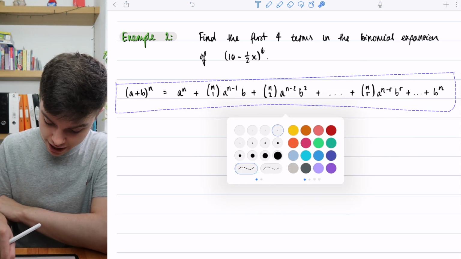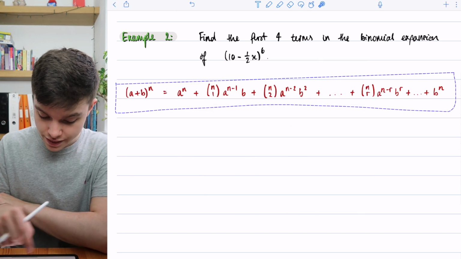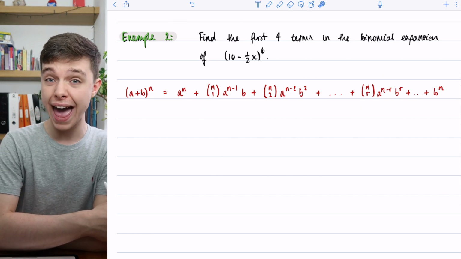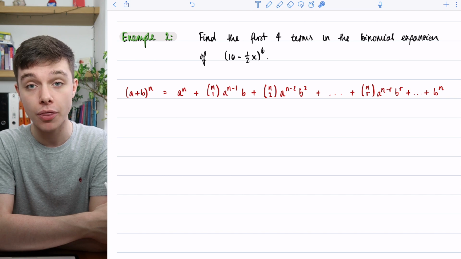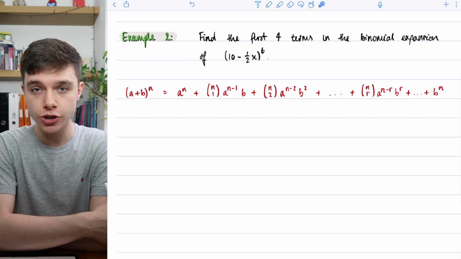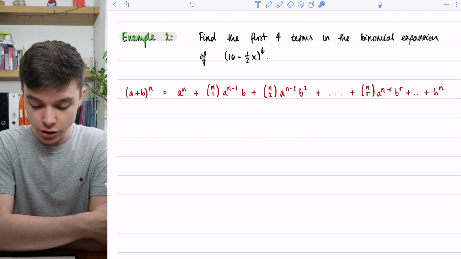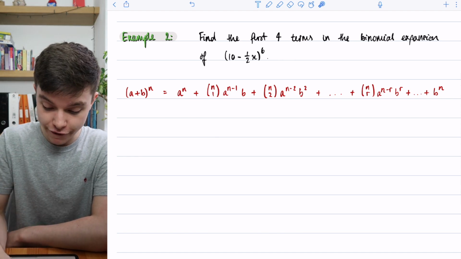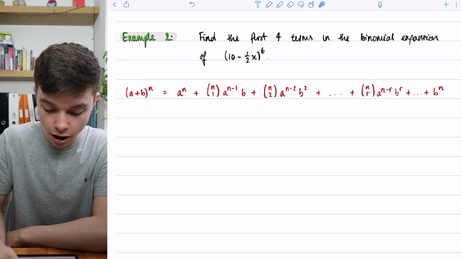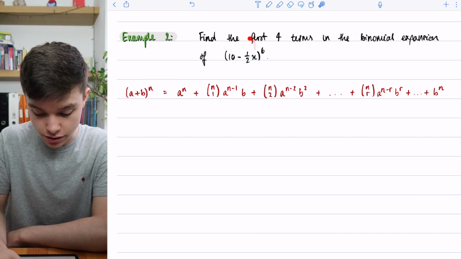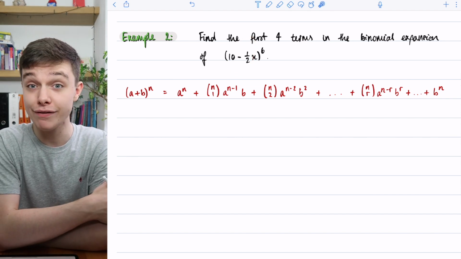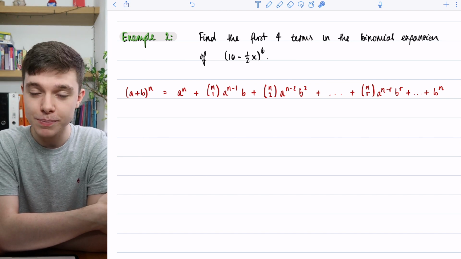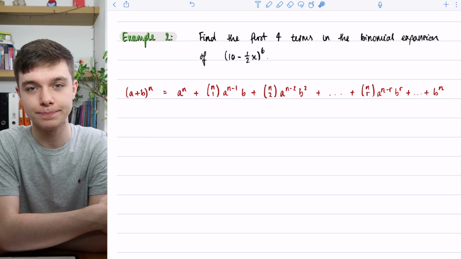And I'll change it to red so it stands out. That's our formula. Think about what your A and B values are. What's your N? Remember, N is the power on the bracket. And then just substitute. But be careful that you get all the powers correct and that you get all the coefficients and the signs on the coefficients. Make sure you take that negative and the half with it, okay? So, pause and have a go, press play, and then we'll work through the answer.